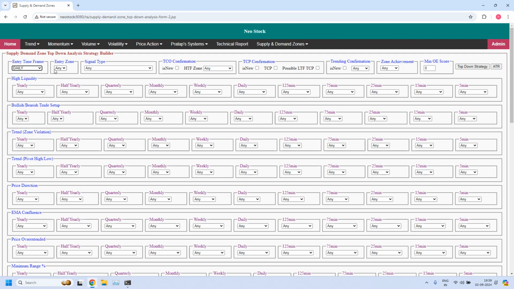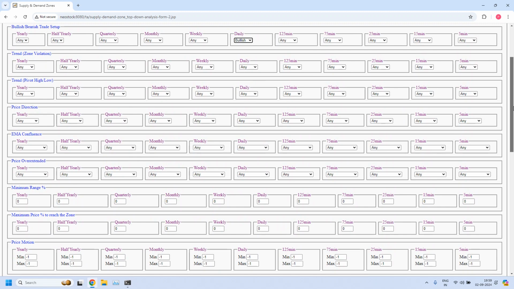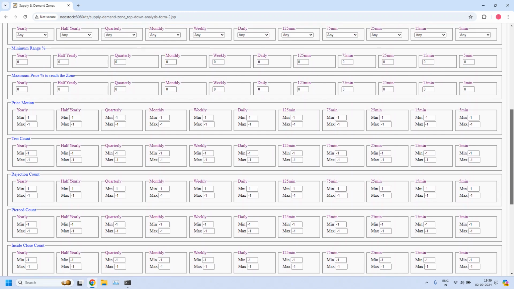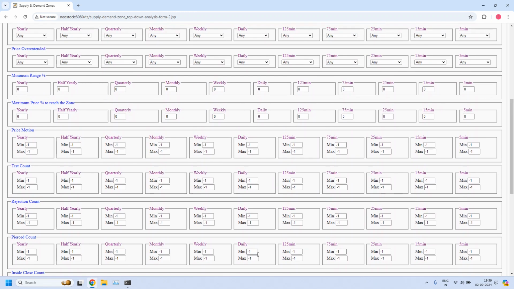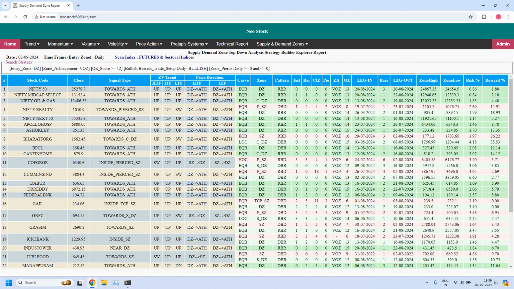So entry time frame is daily, entry zone is demand zone. In bullish or bearish trade setup, daily time frame, I am selecting bullish, and the daily demand zone should not be pierced. So in the pierced count, in daily time frame, minimum value I am setting 0, maximum value I am setting 0, and zone achievement is violated opposing zone, minimum odd enhancer score is 12. All the three filters are applied to daily demand zone. Let me filter the stocks.